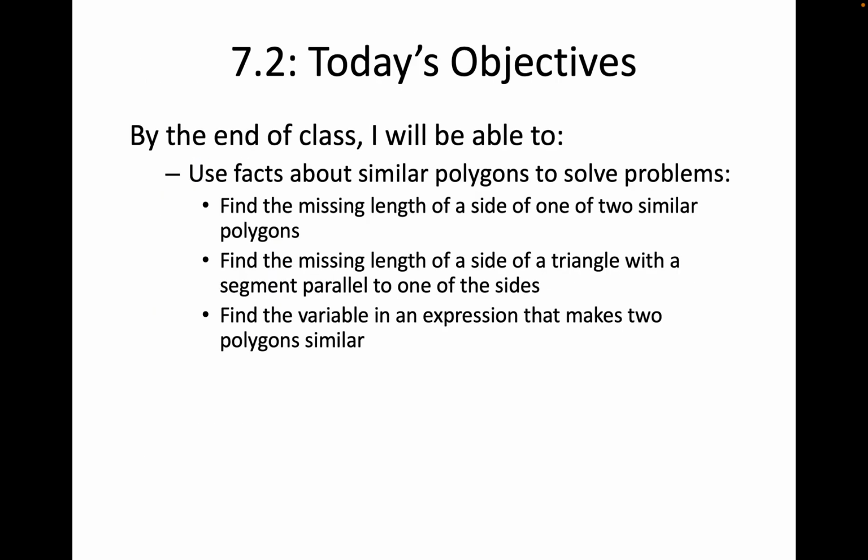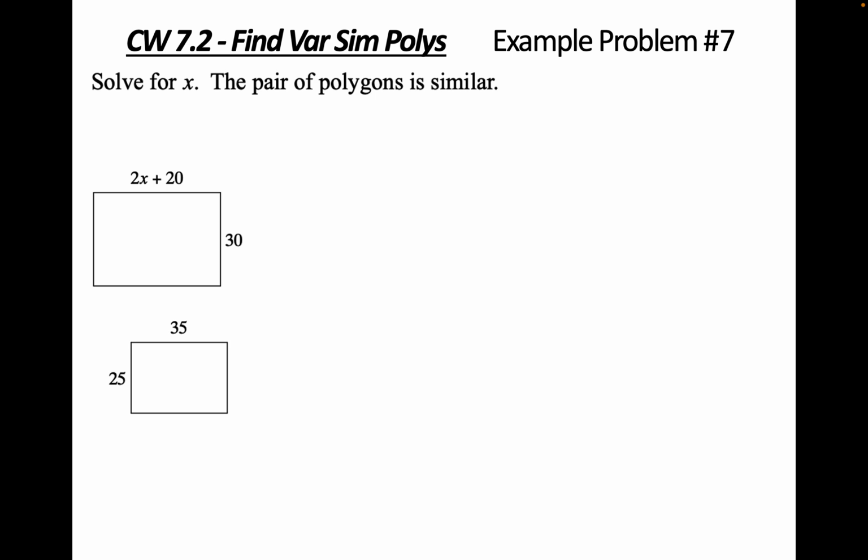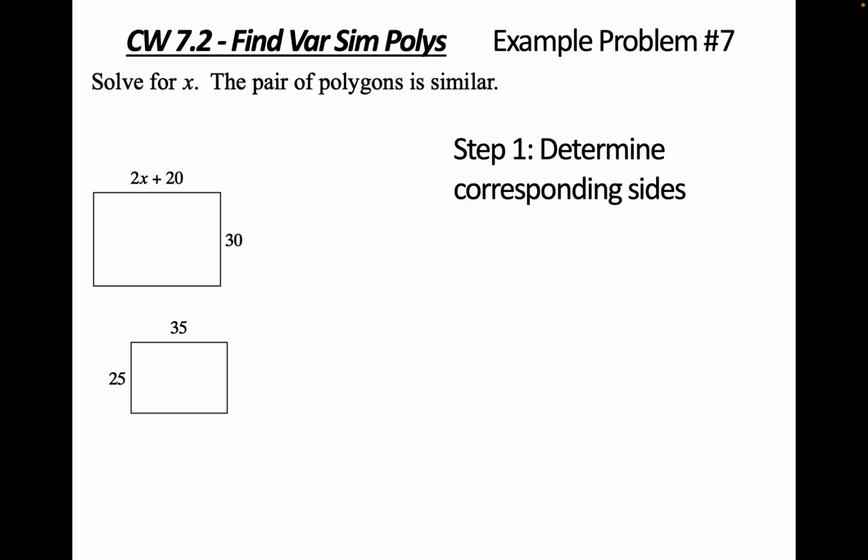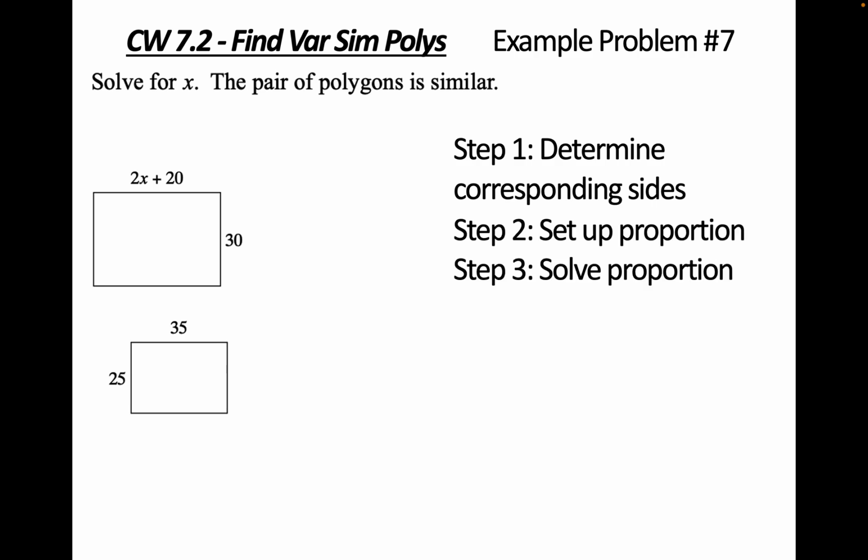All right, our final objective for the day is to be able to find the variable in an expression that makes two polygons similar. So here we have two similar polygons, and I need to determine the corresponding sides, set up the proportion, and then solve it. So to determine the corresponding sides, again, these are rectangles, so I could either just reflect one, or I could see that the opposite sides are congruent because these are parallelograms.